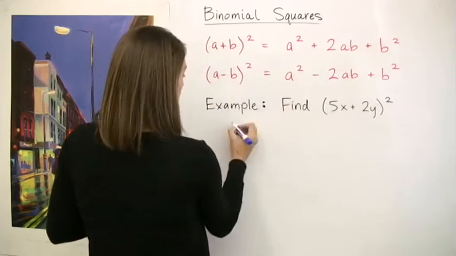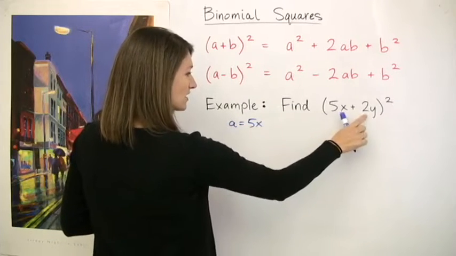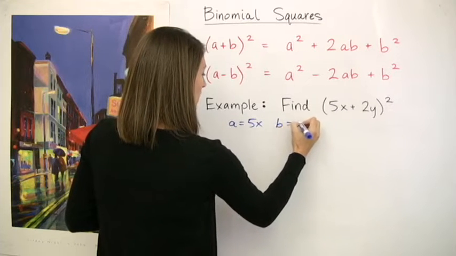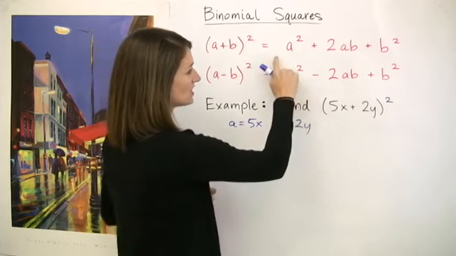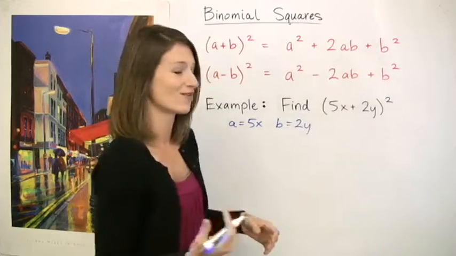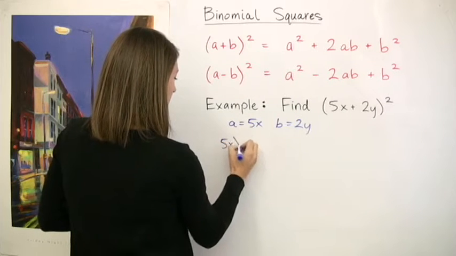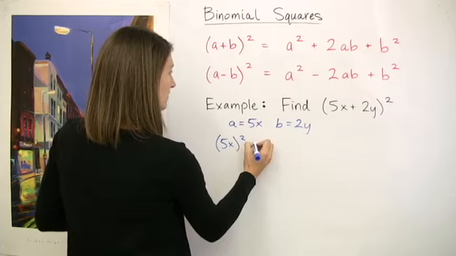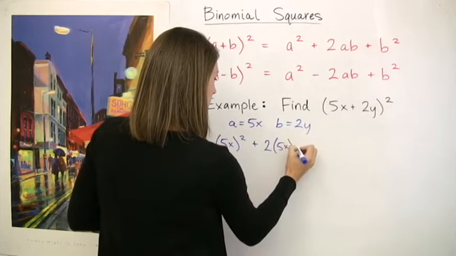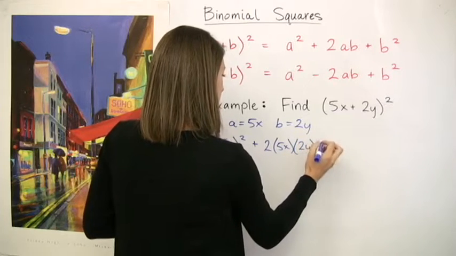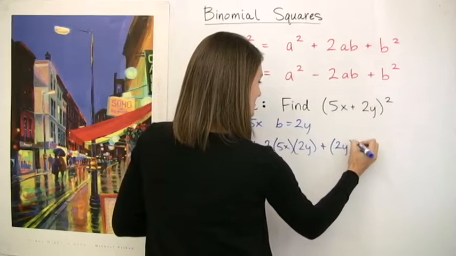So our first term, a, is 5x, and our second term is 2y, so b is equal to 2y. All we need to do is plug these values into this rule here to find our final product. So a squared is 5x squared, plus 2ab, so we have 2 times 5x times 2y, plus b squared, which is 2y squared.